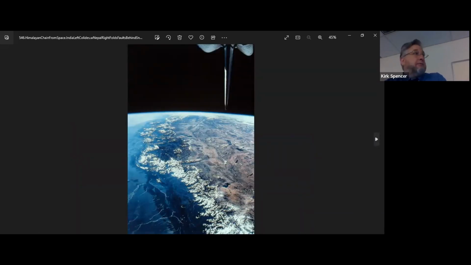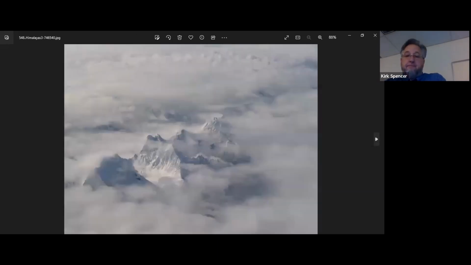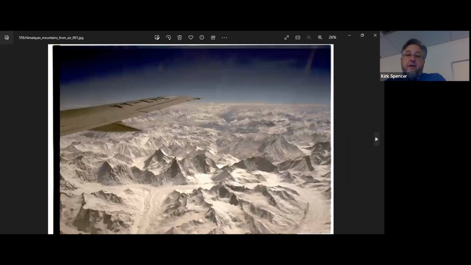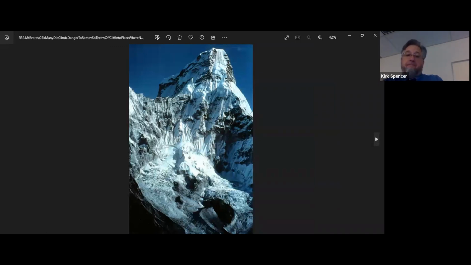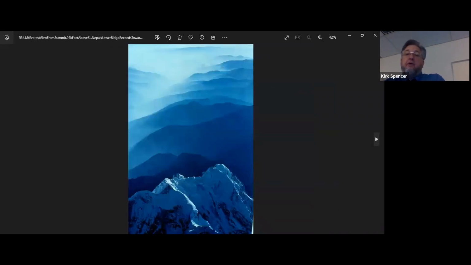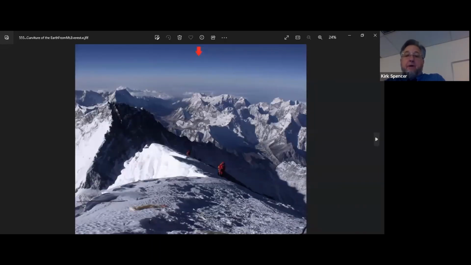Himalayas from the space shuttle. And flying over it in a commuter plane, looking down on Mount Everest. This is a view from the summit. People making the final approach. Actually, from the summit of Mount Everest, you can see how the horizon's curved. So you're so high, you can begin to see the curvature of the Earth.